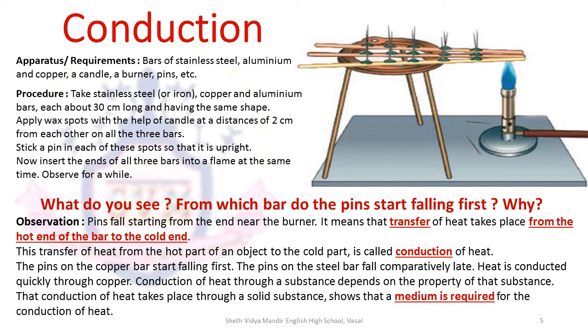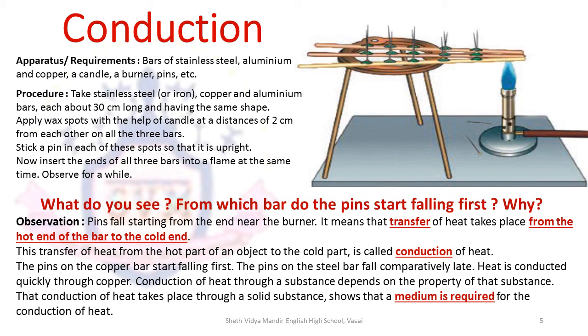The procedure that you have to carry out is you will take the stainless steel, copper bar and the aluminium bar, which are about 30 centimeters long and have around the same shape. Apply wax spots on them with the help of a candle at a distance of 2 centimeters each on all the three bars. Now on these wax spots you will place inverted pins, and when the wax cools down the pins will be held in place.